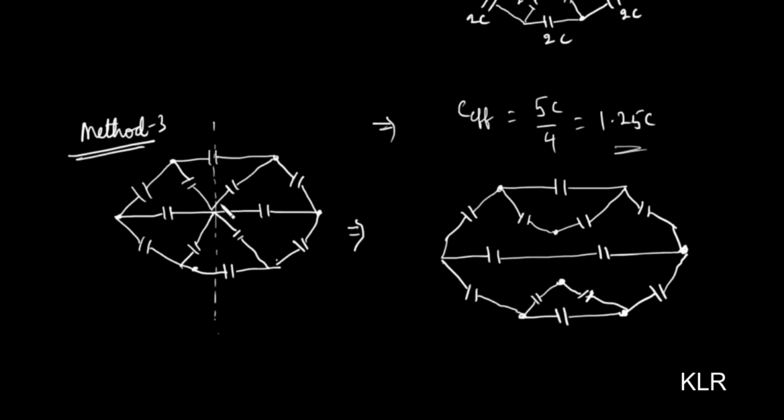Here you remove this connection. If you remove this connection, then this is C, this is C. Each capacitance is C. Now you calculate the effective capacitance here and simplify. Then we will get C effective is equal to 1.25C. So in all these three methods we can calculate the effective capacitance.